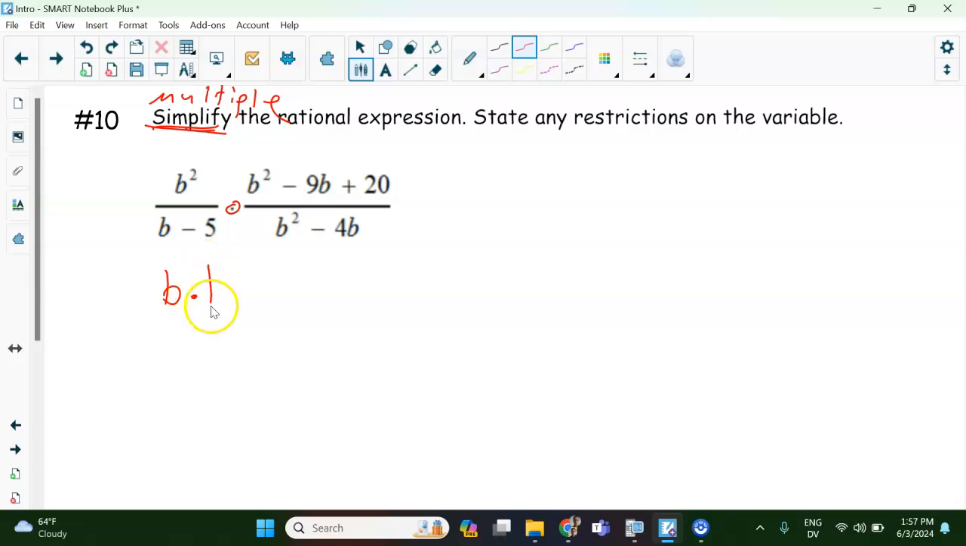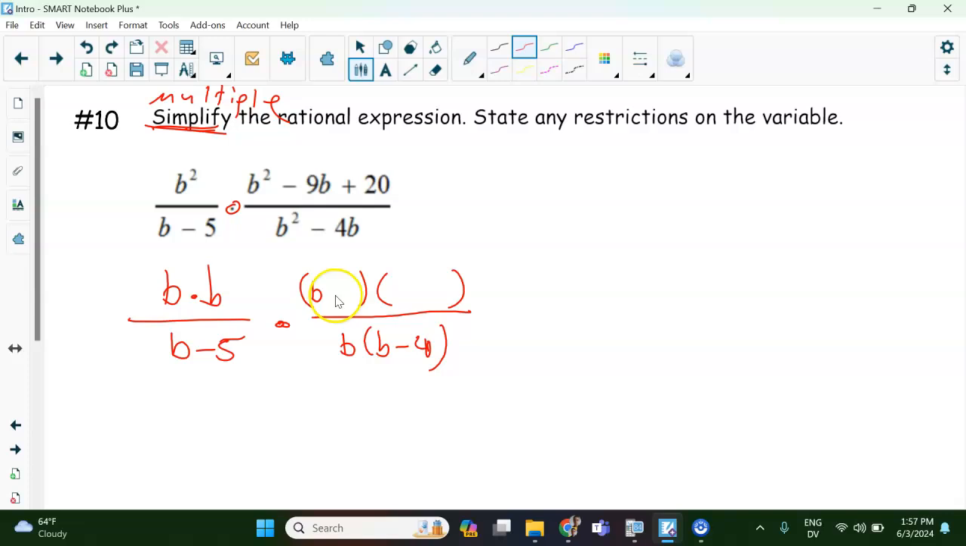Okay, so factored apart, b squared is b times b. This denominator is always tricky, but it just has a GCF, so pull b to the front. Then up top, we're going to do two little factors. They're both going to be negative. They multiply to positive 20 but add to negative 9, so it'll be 4 and 5.